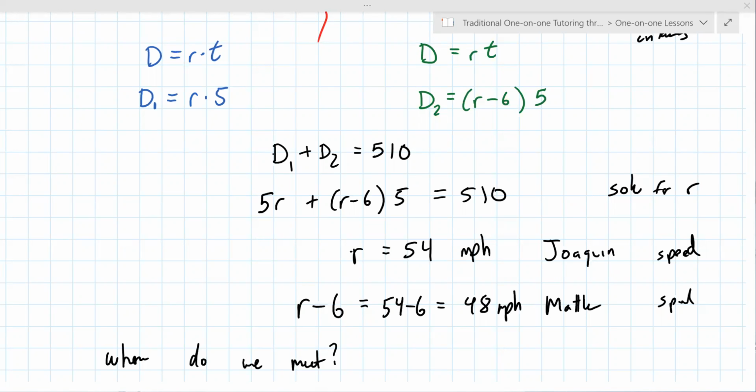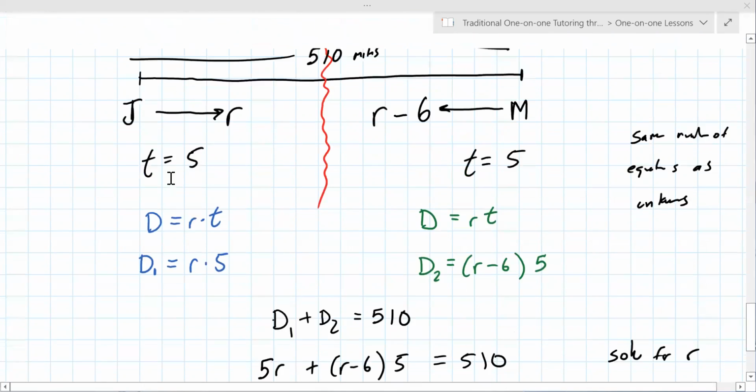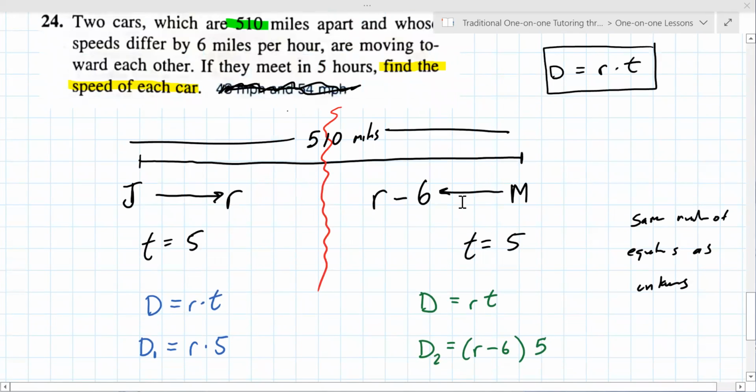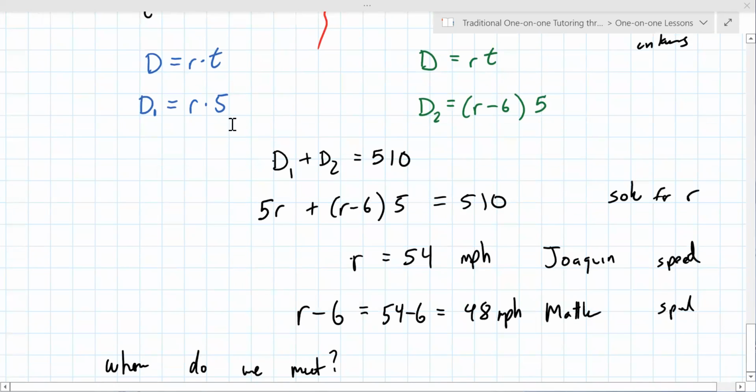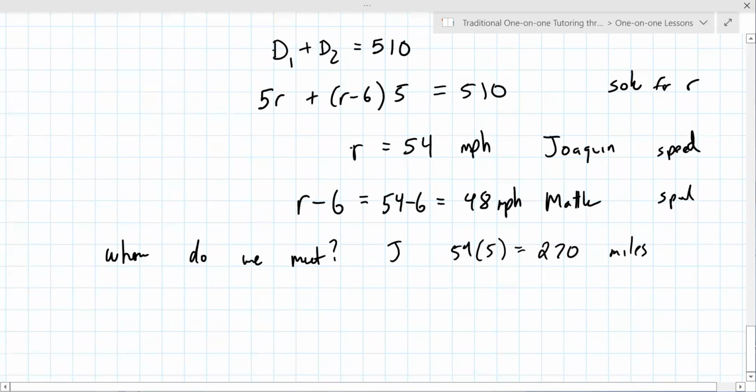And this thing always happens, but we can do better than that, right? We actually can figure out how far you will go and how far I go. Because your distance is your rate times your time. Your rate is 54, times 5. So you go 54 times 5, which is 270. And then Matthew, he went 48 times 5, which is 240.